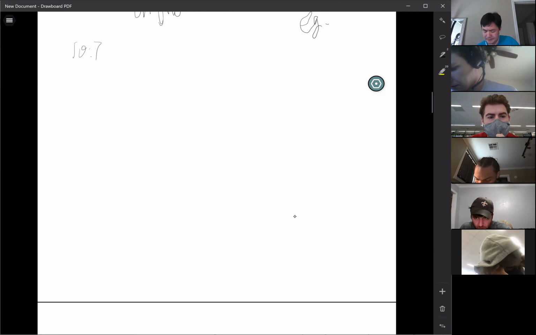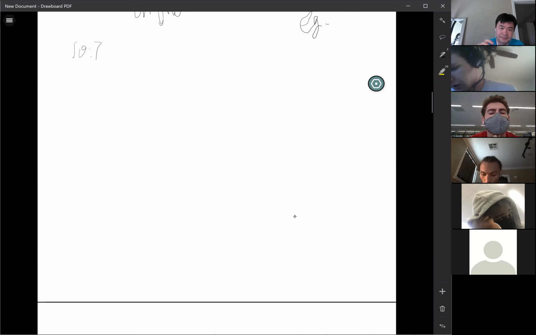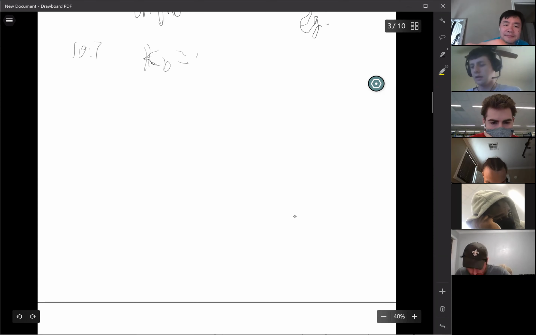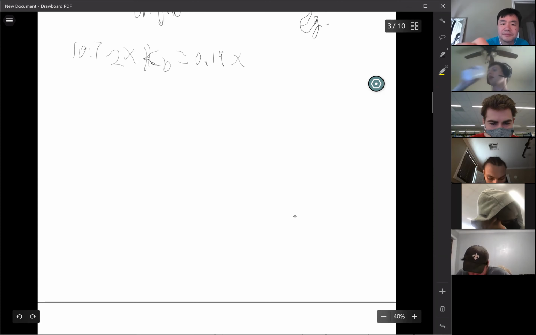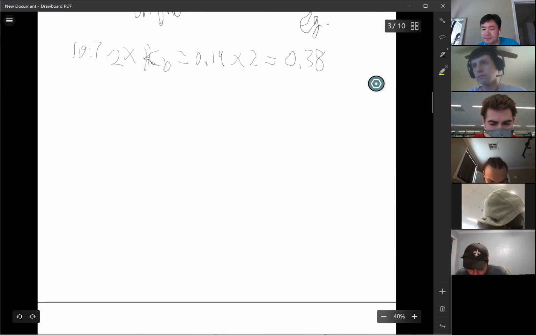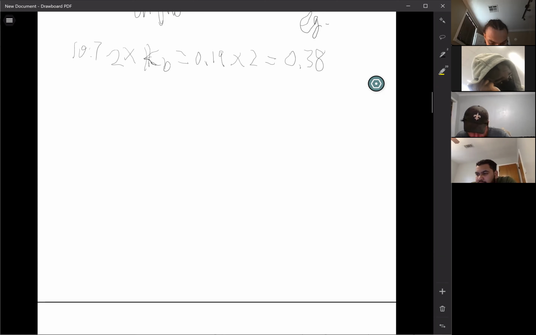A 90-degree smooth bend. Yes, it is a 90-degree smooth bend. 0.19. Yeah, everybody knows how to do that for this case, and there are 2 of them. So the K from the 2 bends will be 0.38. Everybody good with that? Are you reading the table?